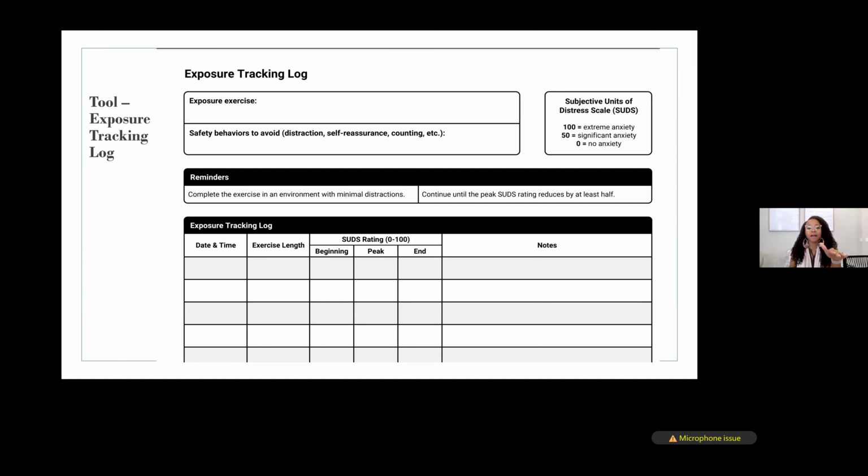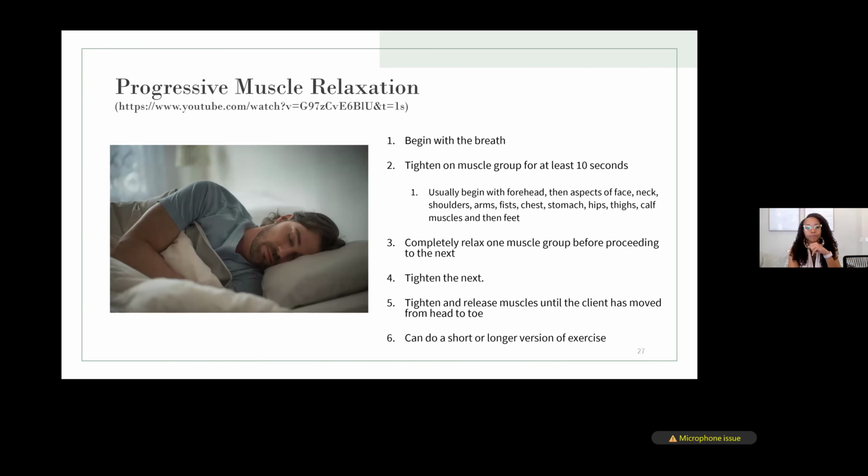You want the reminders, anything that the client needs to keep in mind, to be on the exposure tracking form. As you can see, there's the SUDS scale here, so they can kind of remember what the levels are. And then you have, when did you do it? How long did you do it for? What were your SUDS ratings? And what did you notice? Right? And this is really helpful for them to do between sessions and then talk about when they come back.